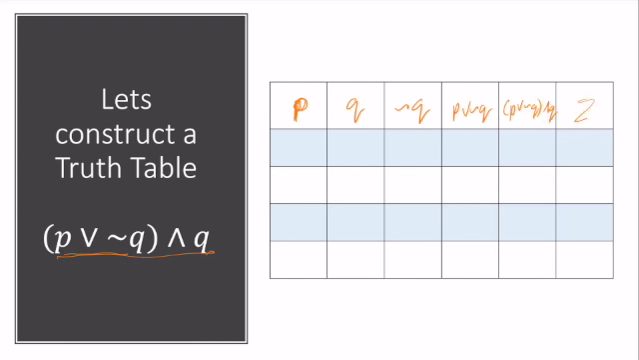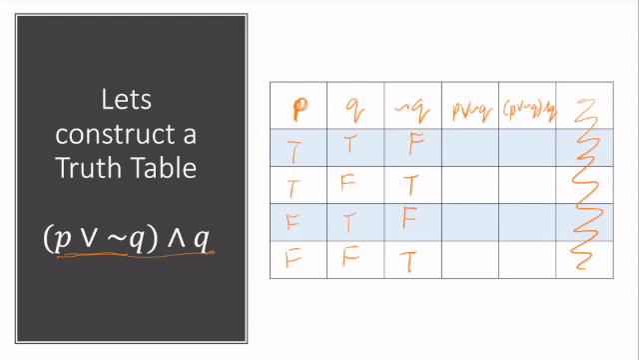And it looks like I didn't need this extra column right here, but that's okay. So let's go ahead and fill in our truth values. I have true, true, false, false, true, false, true, false. Not Q is going to be false, true, false, true.